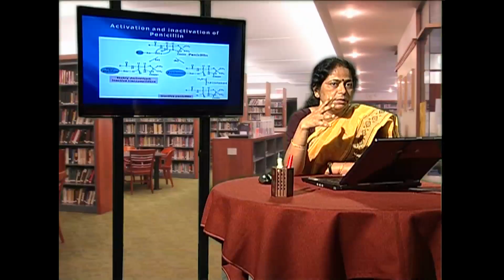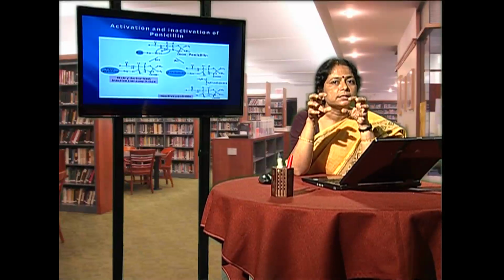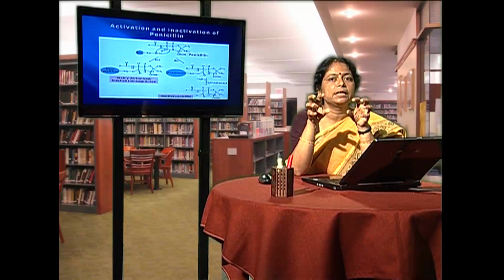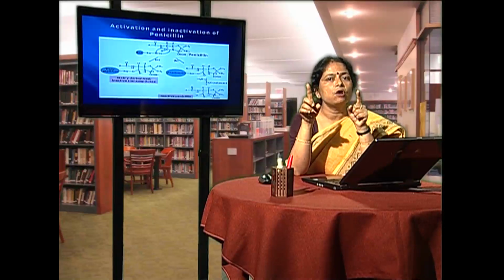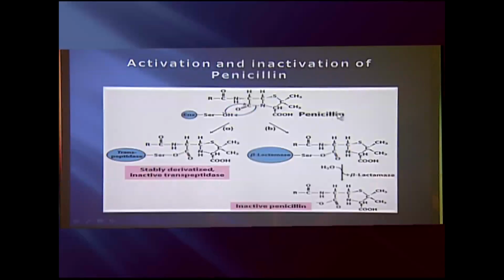How does this penicillin work, or what is the exact mode of action of this penicillin? Let us see. The penicillin has a strong affinity for transpeptidase. That means the penicillin attacks the transpeptidase. The function of transpeptidase is inhibited and now we have formation of an inactive transpeptidase. Here you can see the penicillin which forms an inactive transpeptidase.